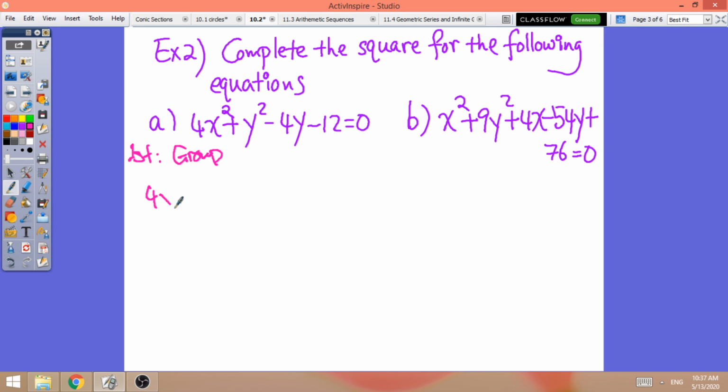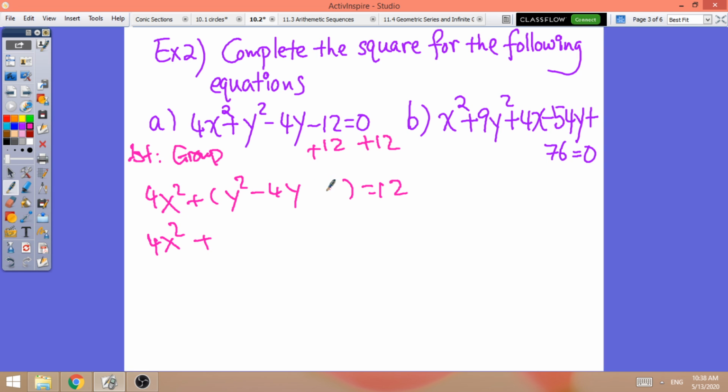So we do have 4x squared. Nothing is along with that x squared, so we just keep it like this. And then the second group, y squared minus 4y. Now what about that negative 12? For the constant, we just want to isolate the constant. So take 12 to the right hand side, or we can add 12 on both sides. For that 4x squared, nothing you need to complete the square for, so just leave that.